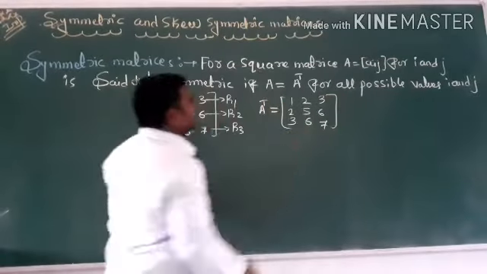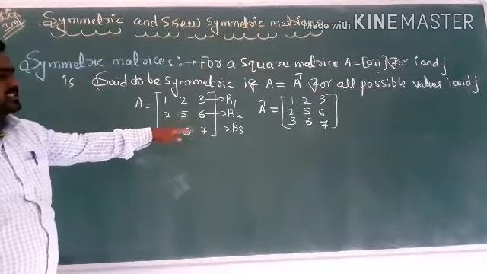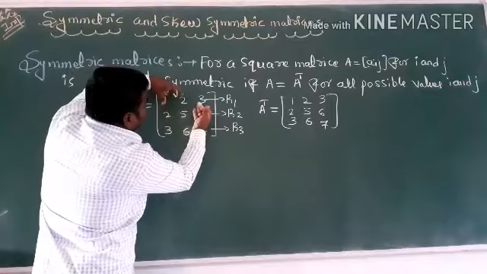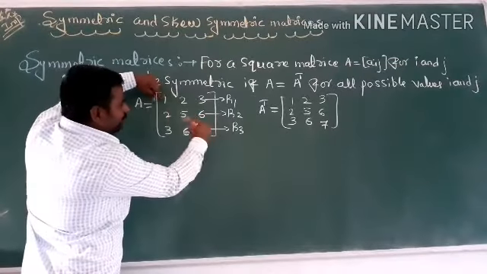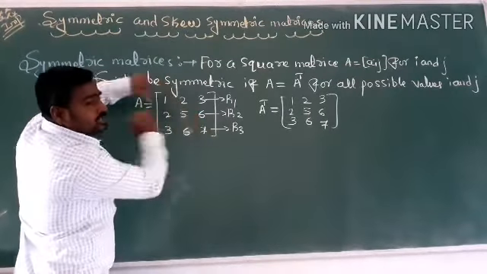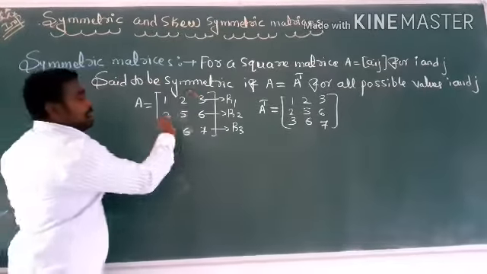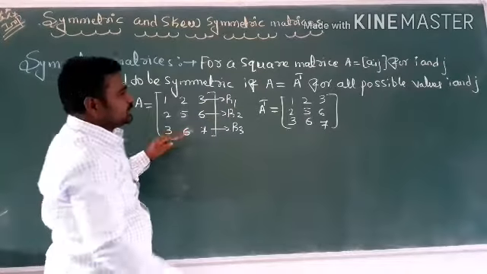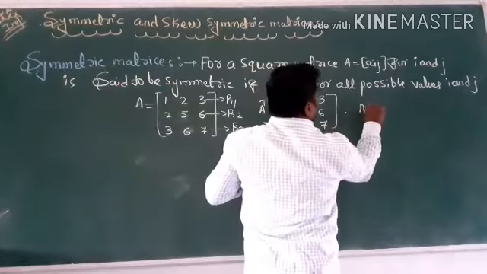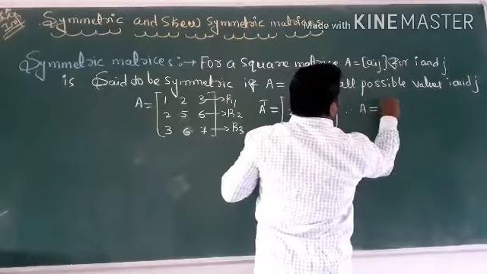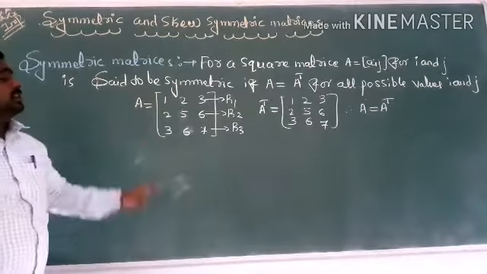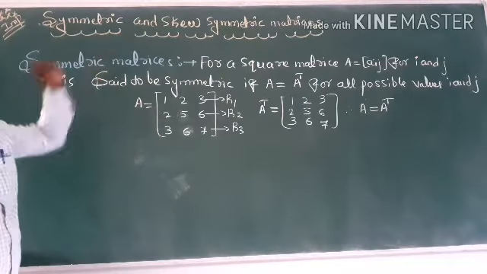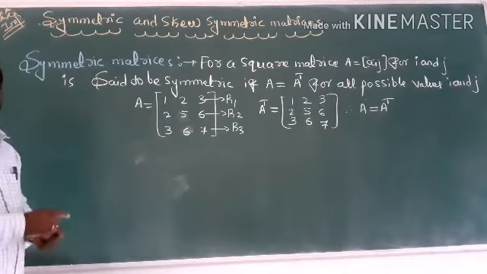So look at this one. Both are the same. Look at each element. When you fold along the diagonal, the elements overlap and coincide with each other. So therefore A is equal to A transpose. Hence this is called a symmetric matrix. That is the most important.